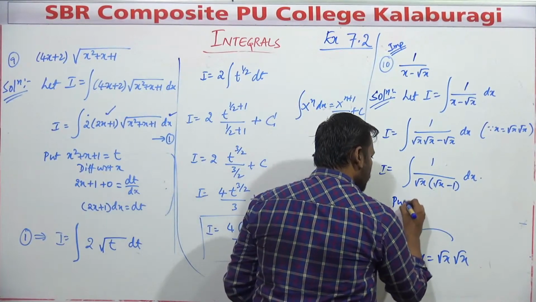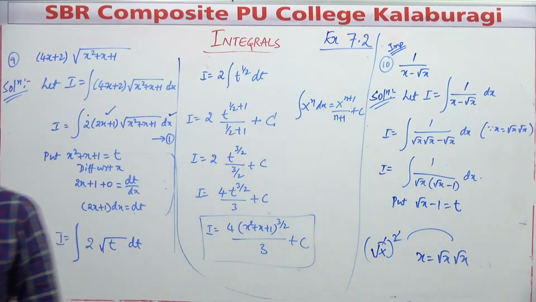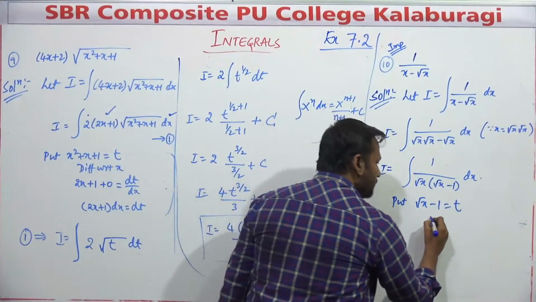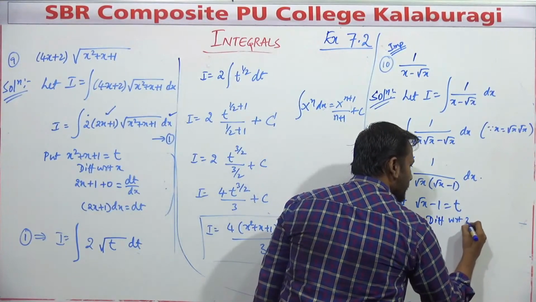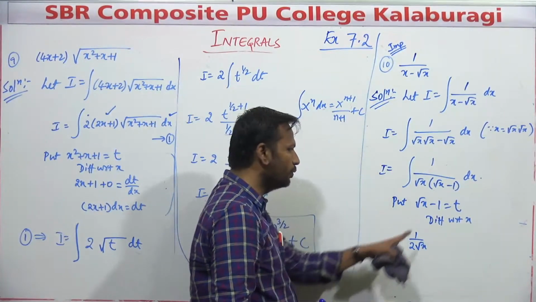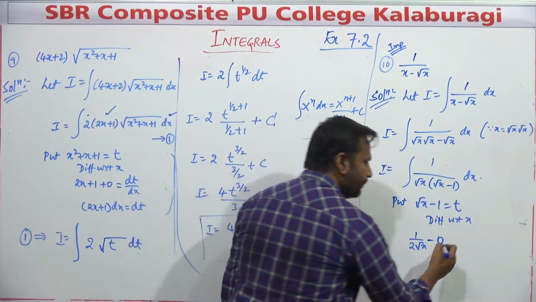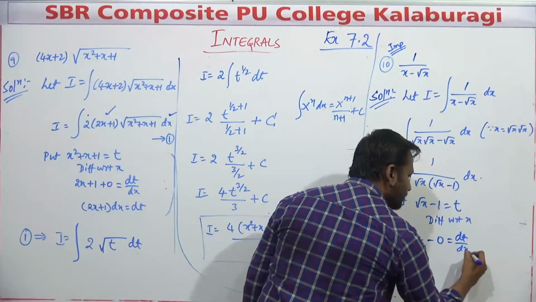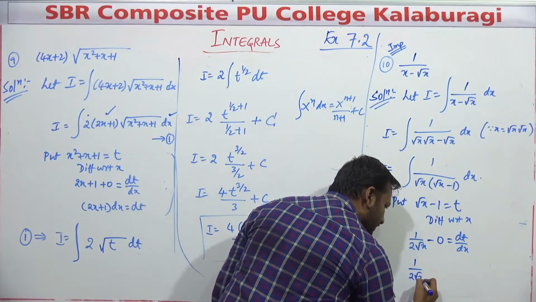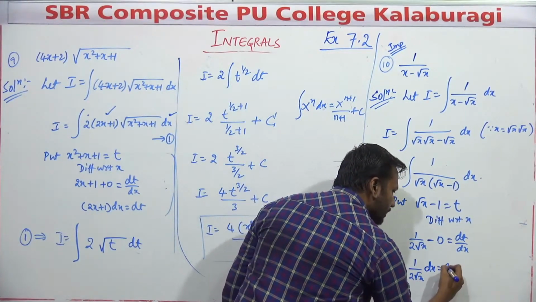So put root x minus 1 is equal to t. Right? Put root x minus 1 is equal to t. So differentiate with respect to x. Root x differentiation, students, is 1 by 2 root x, you know the differentiation formula. Root x formula is 1 by 2 root x; minus 1 differentiation with respect to x is 0. t with respect to x is dt by dx. Yes or no? So cross multiply here. 1 by 2 root x minus 0 is 1 by 2 root x. Cross multiply into dx is equal to dt.